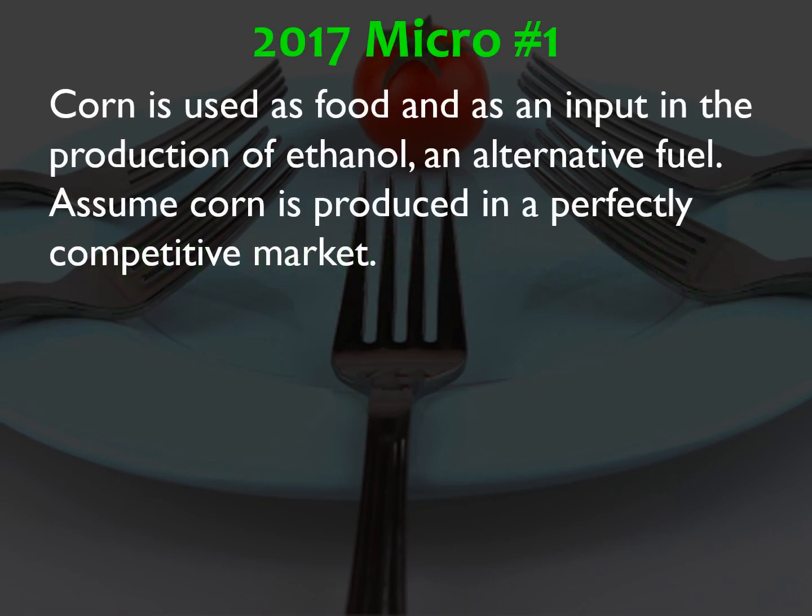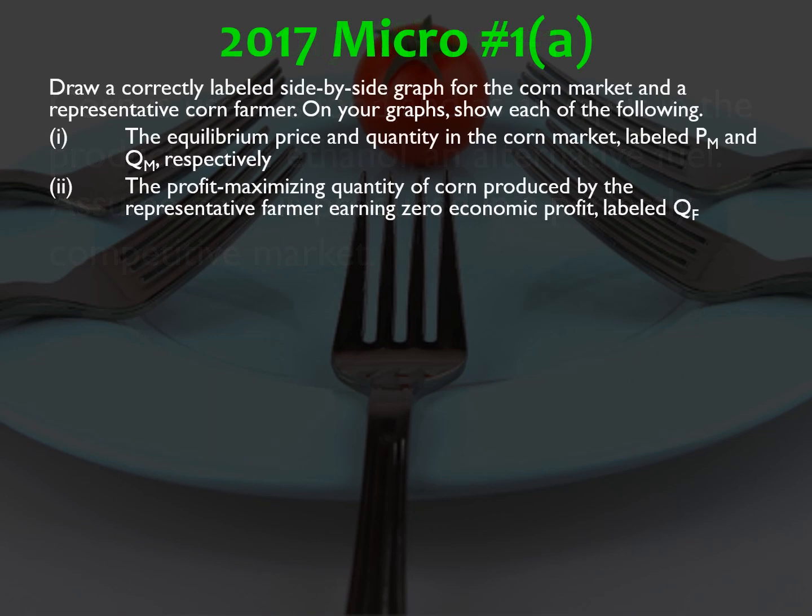Number 1, corn is used as food and as an input in the production of ethanol, an alternative fuel. Assume corn is produced in a perfectly competitive market. Draw a correctly labeled side-by-side graph of the corn market and a representative corn farmer. On your graphs, show the equilibrium price and quantity in the corn market and the profit maximizing quantity of corn produced by the representative farmer earning zero economic profit.